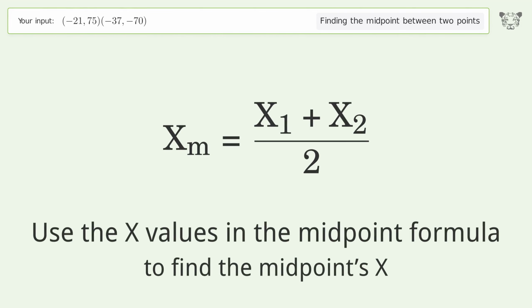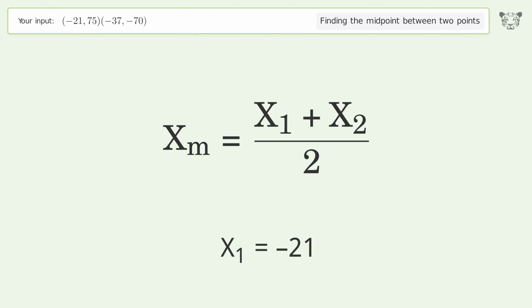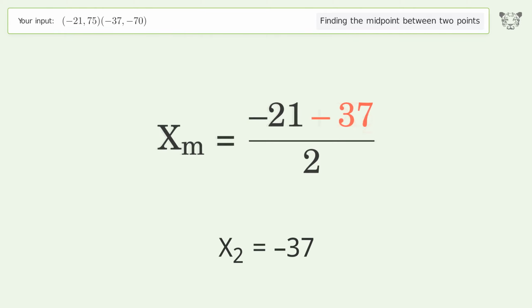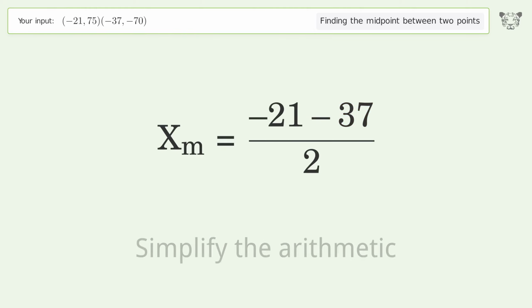Use the x values in the midpoint formula to find the midpoint's x. x1 equals -21. x2 equals -37. Simplify the arithmetic.